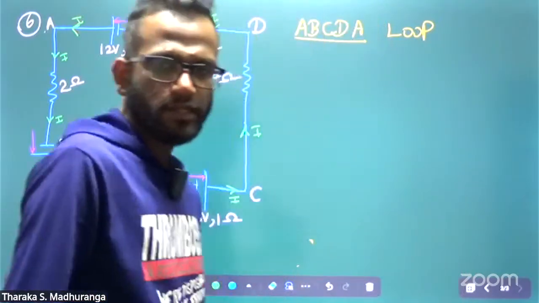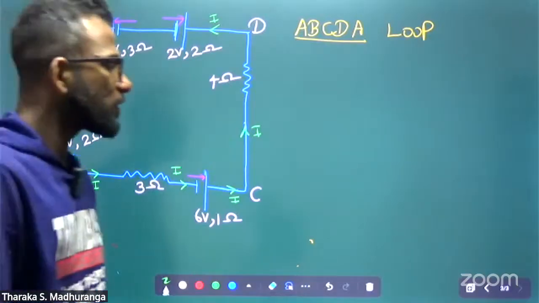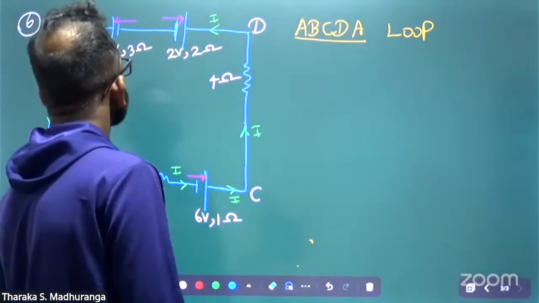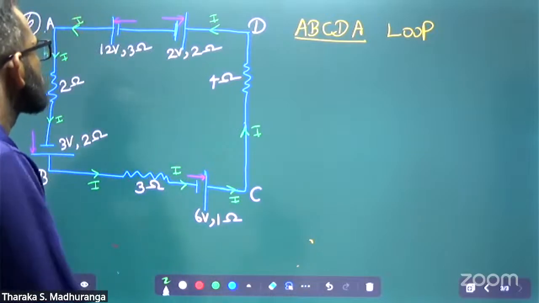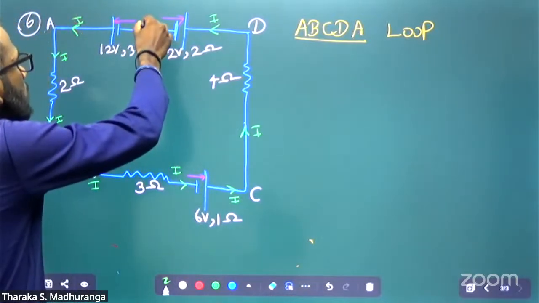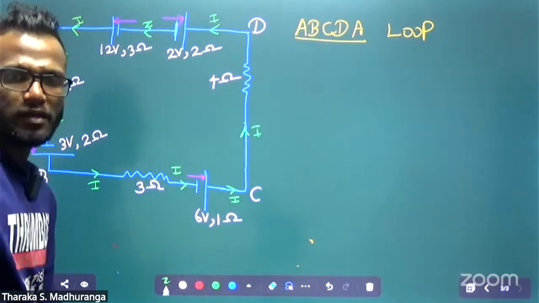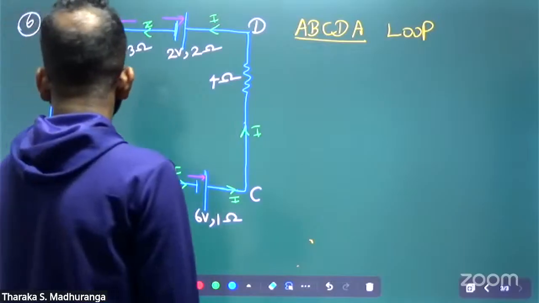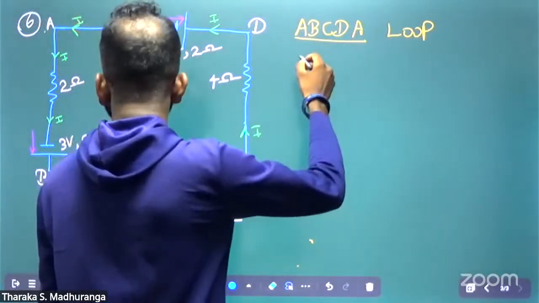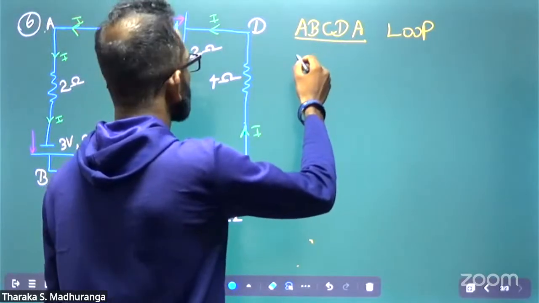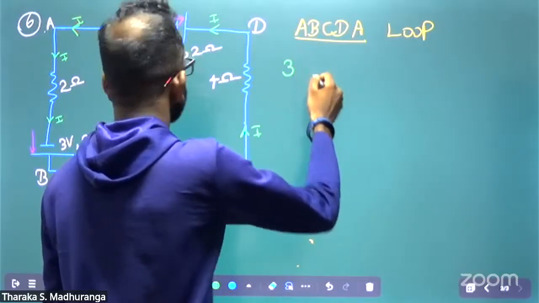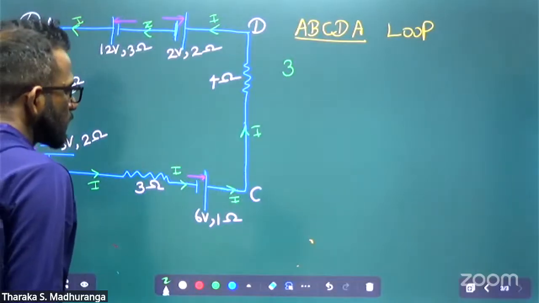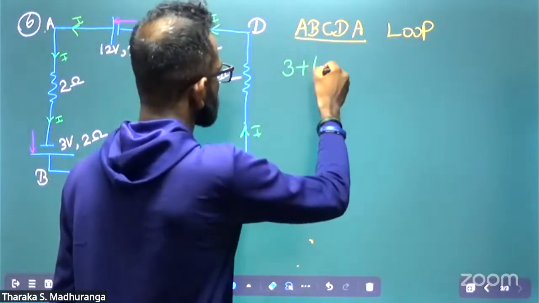Yes, now correct, I think. Now this current direction is done. I am going to start from A to B. A to B, how many batteries? One battery. Our direction and electromotive force direction are the same, 3. B to C, our direction and electromotive force are the same, 6.